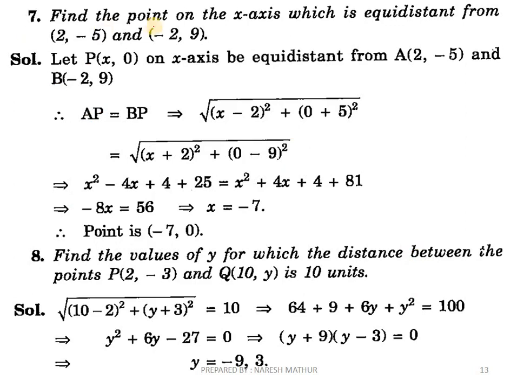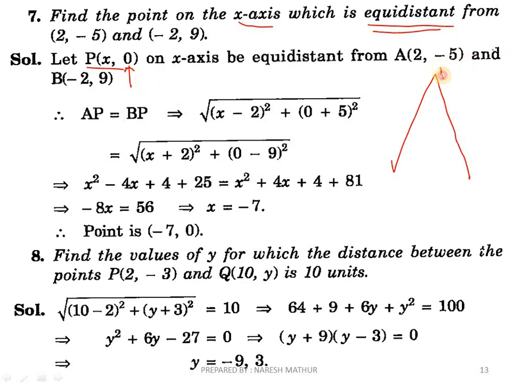Next question says find the point on the x-axis. Let the point be x comma 0, because it is on the x-axis, so the value of y will become 0, which is equidistant from the points 2 comma minus 5 and minus 2 comma 9. Now it is again one more important concept, equidistant. Equidistant means they are at equal distance.